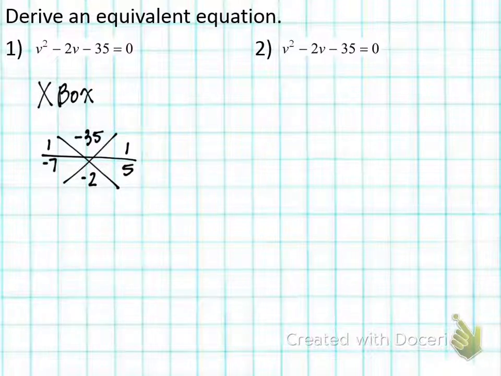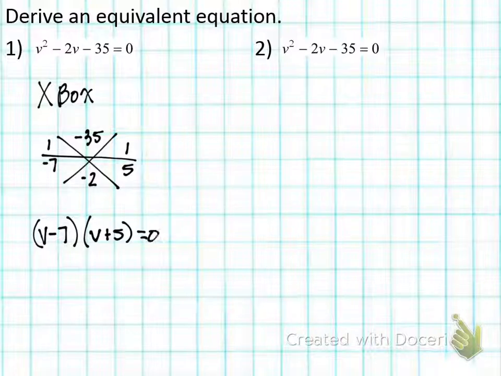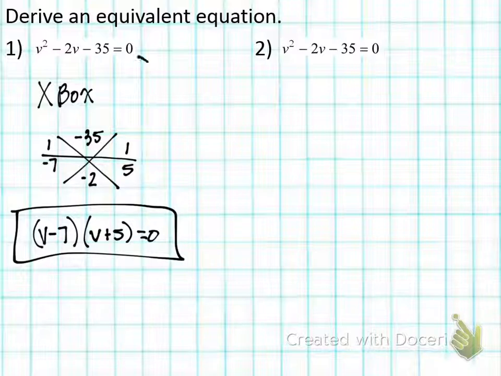And then we use those numbers as our factors. v minus 7 times v plus 5 is equal to 0. Okay? This equation, now we're going to stop there. We're not going to solve. It doesn't say solve. It just says derive an equivalent equation. This equation and the original are the exact same equation. I just grouped them differently. Just like the first time I grouped the students, I said all the boys on one side, all the girls on the other side, right? Over here I took the common factors and factored by X box, okay? So that is an equivalent form.